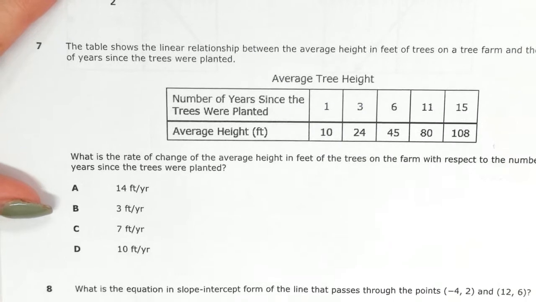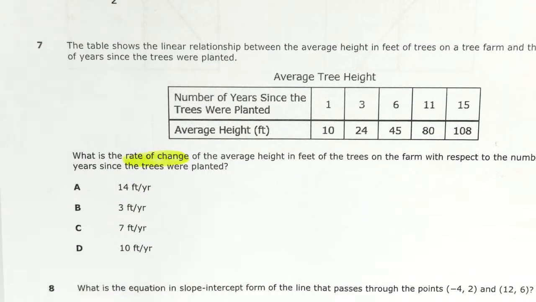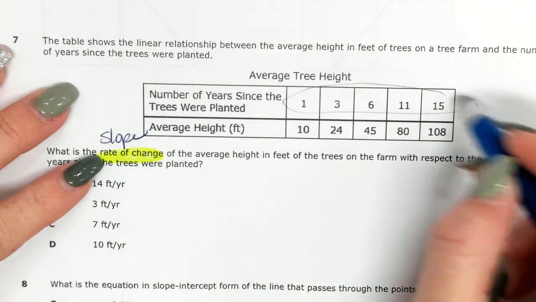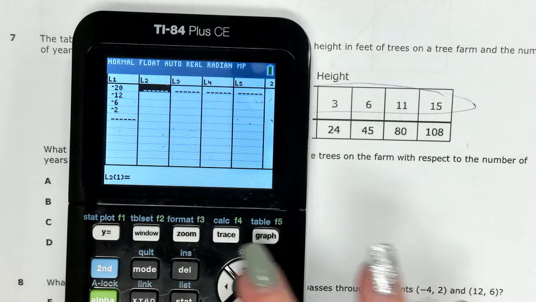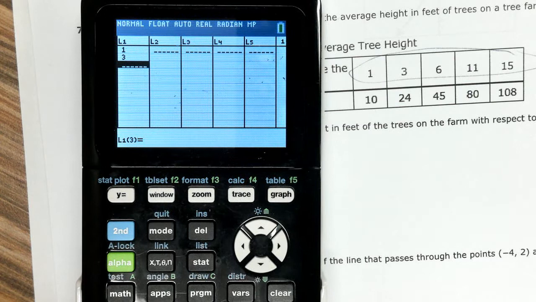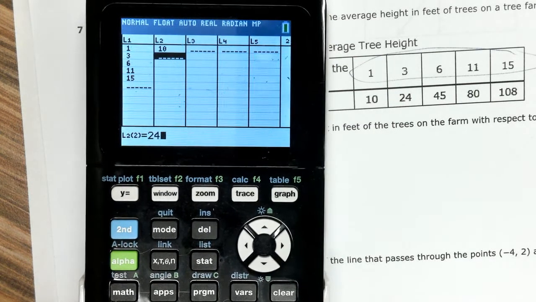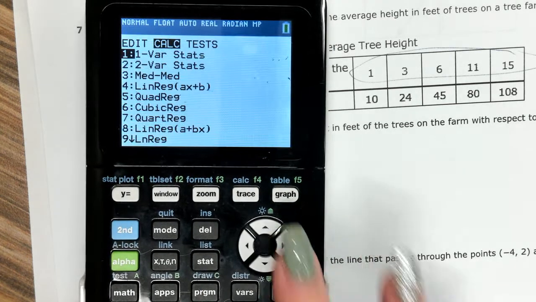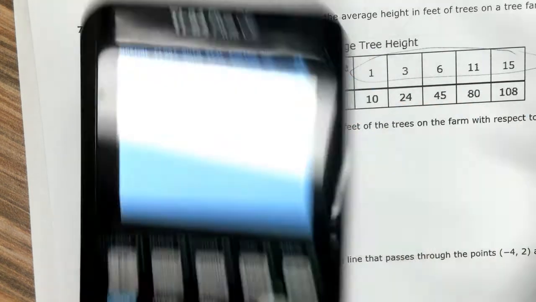Okay, same thing with the next one. It asks for the rate of change. And what does rate of change really mean? Slope. Okay, so this would be my L1 in stat. So I have 1, 3, stat calc, option 4, and my slope is 7.